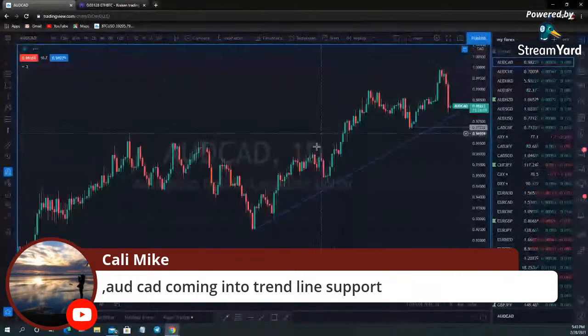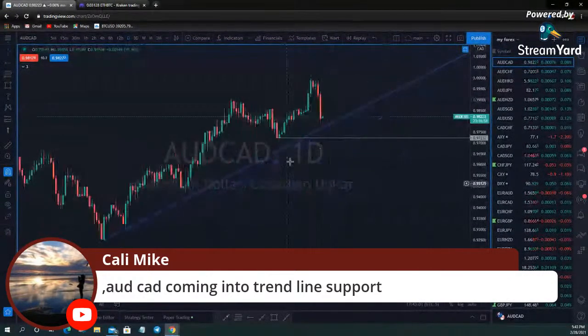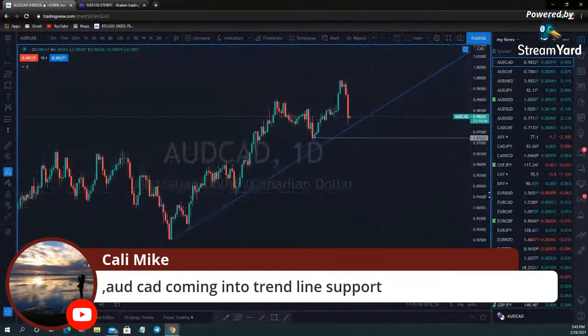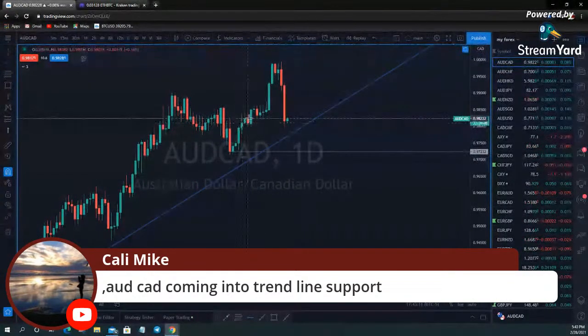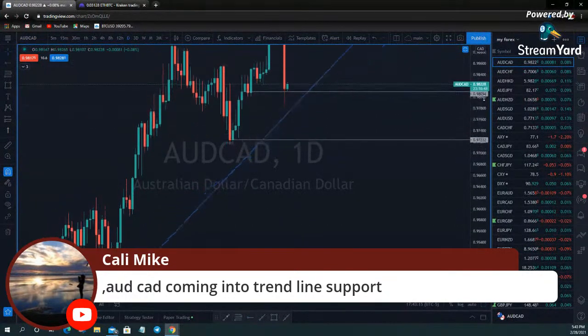So here's Aussie CAD. It looks almost identical to Aussie Yen. All right. It is coming into trendline support. You are currently fighting with this market structure area there. You did get a closure below where I would have looked to go long, but you have not closed below the swing low.